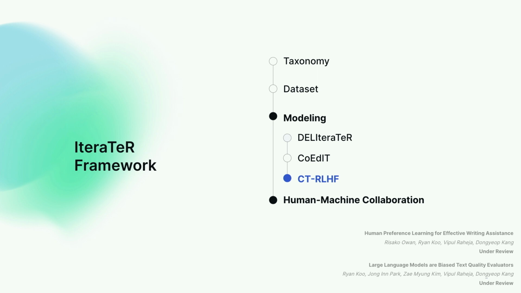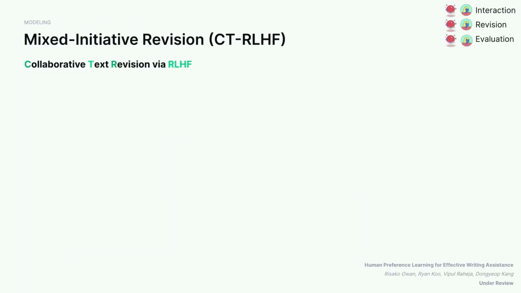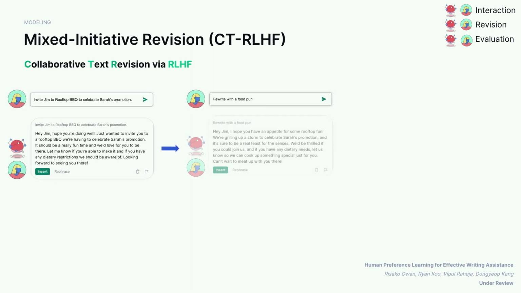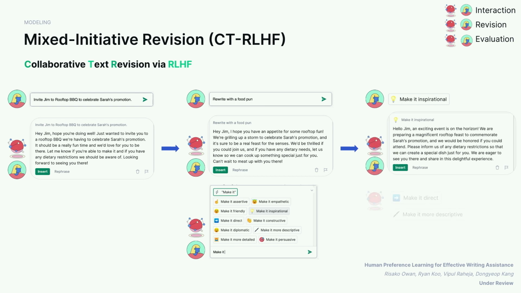Okay, so now we finally come up with CTRLHF, which is collaborative text editing with reinforcement learning with human feedback, which tries to address the limitations of both the previous systems pertaining to interaction, revision, and evaluation. And as you can see here, every stage has both human and machine responsible for driving it. So it's a much more collaborative way. Neither of the extremes are going on in this one.